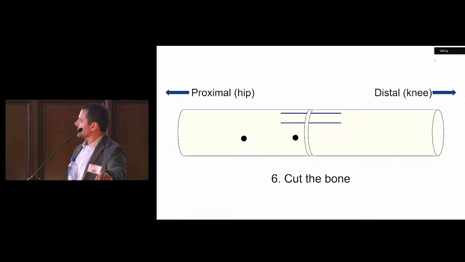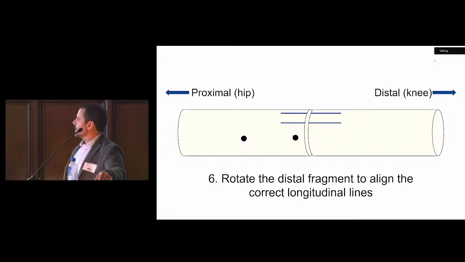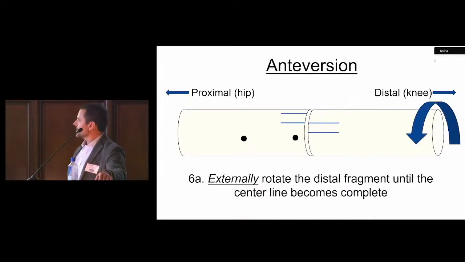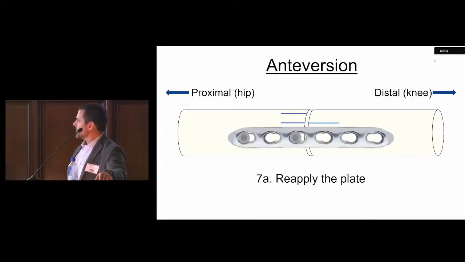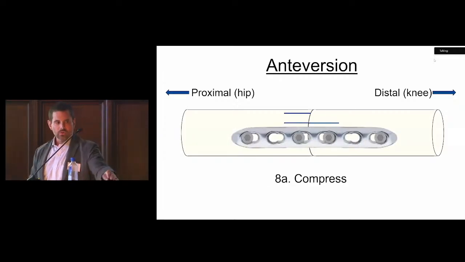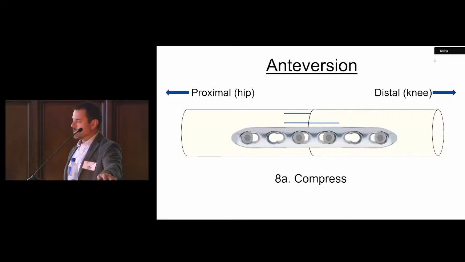You can make a few different measurements to anticipate what the diameter is going to be. The plate comes off, the bone is cut, and then the fragment is rotated depending on which direction you want the correction to go. So this is an anteverting correction. The distal segment is rotated externally relative to the proximal segment, and then the plate's reapplied. Compression is done either by using eccentric screws or, in the cases that I've done, using the tensioning device.